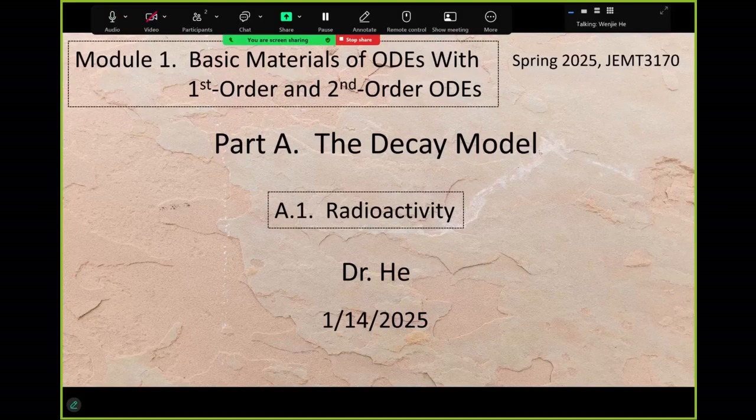Decay model. The first type of word problems uses the decay model. Let me explain this model first. 8.1, radioactivity, case study. All right, so let's start.